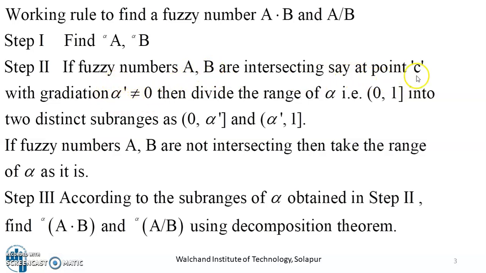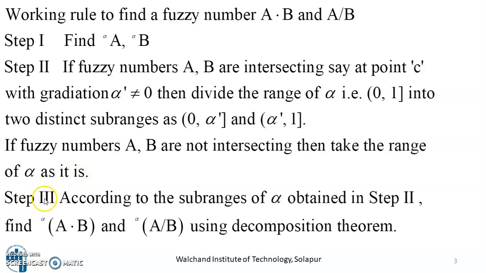If such a point exists with a non-zero gradation, then we have to divide the range of alpha, which is open 0 to closed 1, into two different sub ranges like open 0 to closed alpha dash and open alpha dash to closed 1. If the two graphs are intersecting at a certain point with a gradation 0, then in this case we have to take the range of alpha as it is, and if the graphs are not intersecting, in such a case also we have to take the range of alpha open 0 to closed 1 as it is.